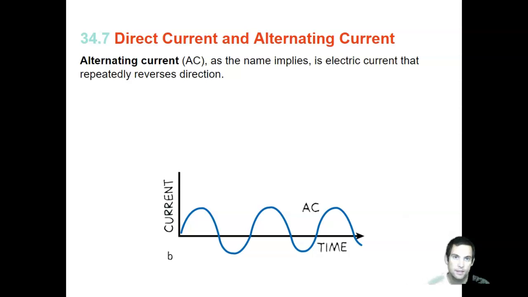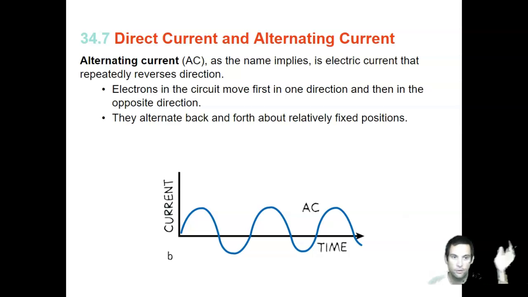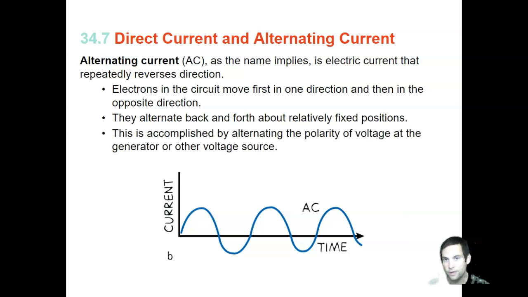Alternating current, as the name implies, is the electric current that repeatedly reverses direction. So here we have current going this way, and then it changes direction, and now it's going this way, and then it changes direction again. Electrons in the circuit move first in one direction and then in the opposite direction. They alternate back and forth at relatively fixed positions, just going back and forth in small positions. It's not traveling the whole length.